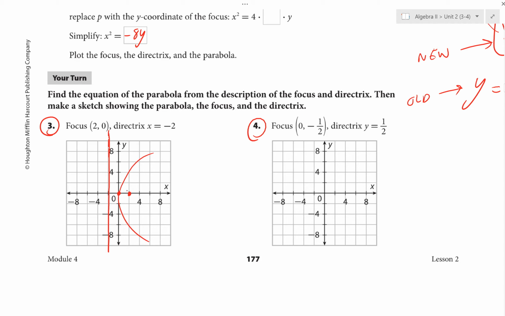And we see now that p is positive 2, and since it opens sideways, it's going to be a y squared. Y squared equals 4px, so then y squared equals 4 times 2 times x, or y squared equals 8x. Any questions on that one?